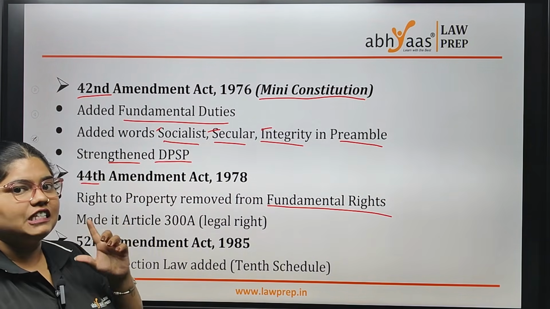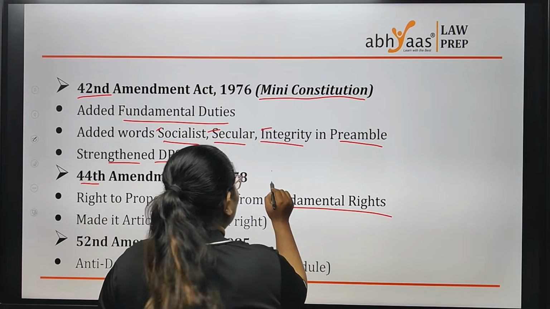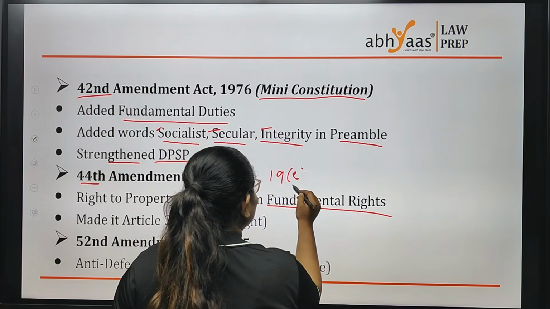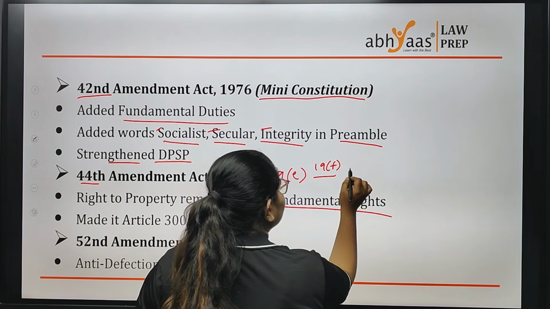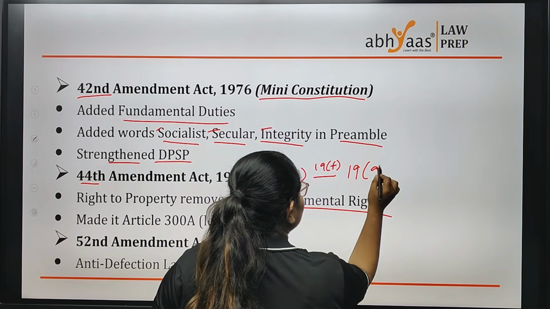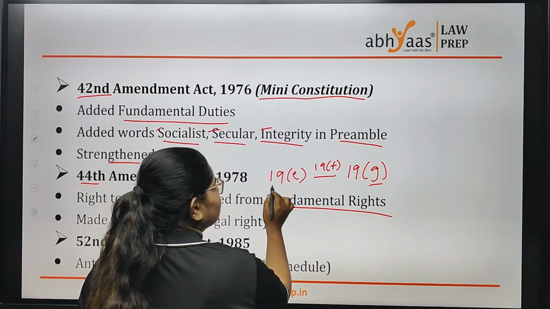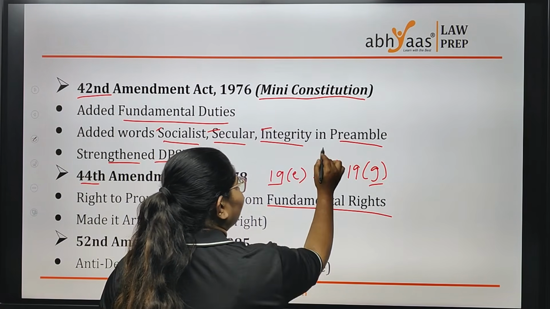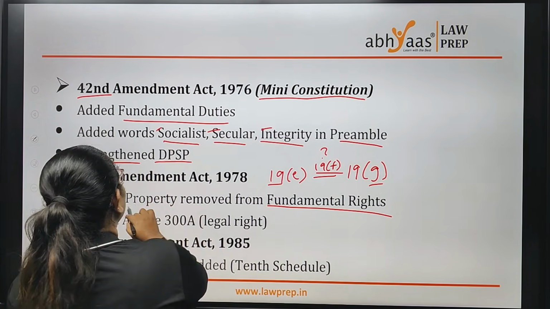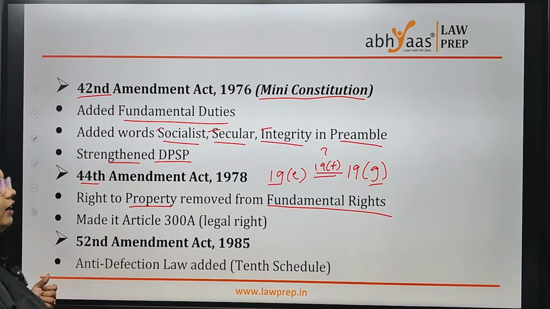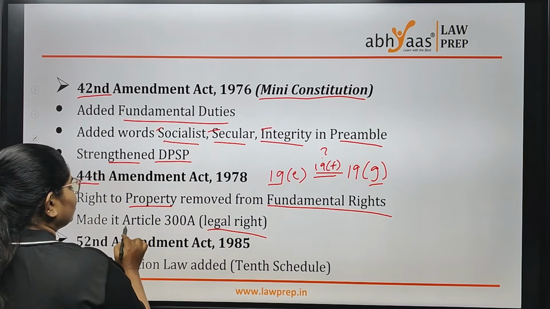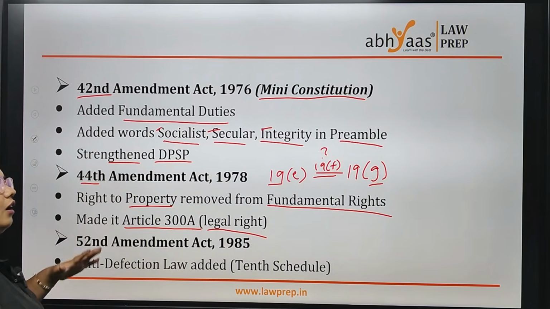In your fundamental rights, if you observe, after 19E, there is no 19F. There is directly 19G, which is right to profession. This is right to residence. Where is F? F was your right to property, which has been removed, and it has been shifted to your legal right, which is your Article 300A.